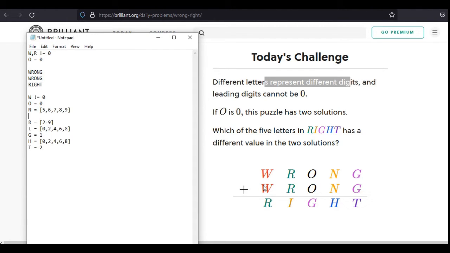Okay, we know one more thing. Guess what? W is not 5. W is not 0. W is 1, 2, 3 or 4. Why? Because if W was 5, this would be 50,000 something at least, which will make it 1 lakh, making it 6 digits. So it cannot be 6 digits. It has to be 1, 2, 3 or 4.